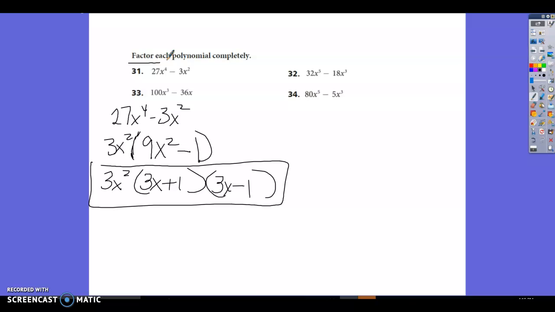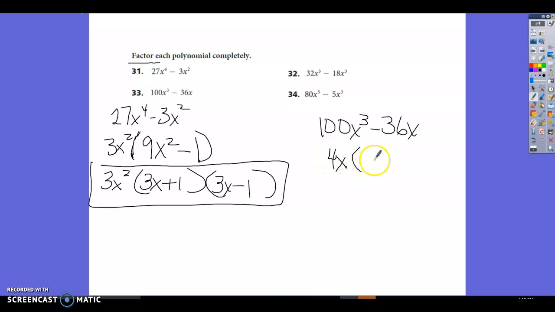So let's look at number 33. So we have 100x cubed minus 36x. And I'm thinking of what is the biggest number that I can factor out of both 100 and 36. And 4 is coming to mind. So I'm going to do 4. I also have x cubed and an x. So I'm going to pull out an x.